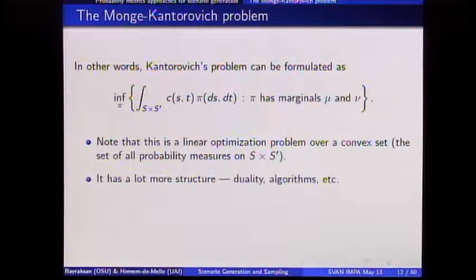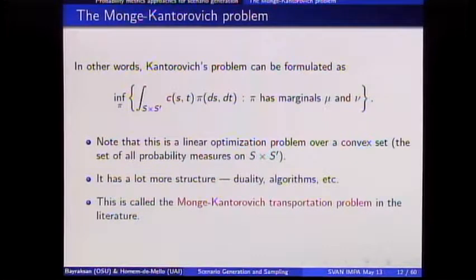So there's duality, algorithms, and so on. In the literature, this is called the Monge-Kantorovich transportation problem. There are entire books written just about this problem, because Monge was the original contributor, but Kantorovich essentially gave the solution to the problem.